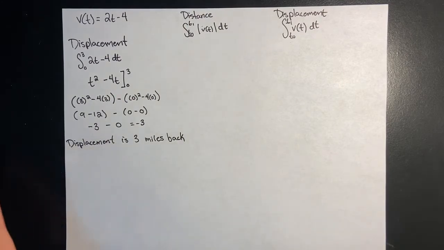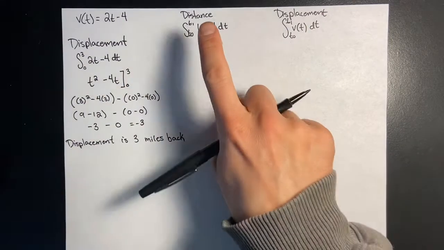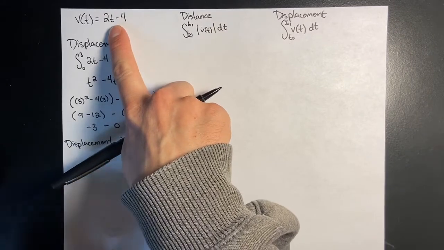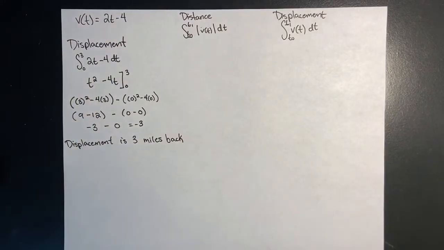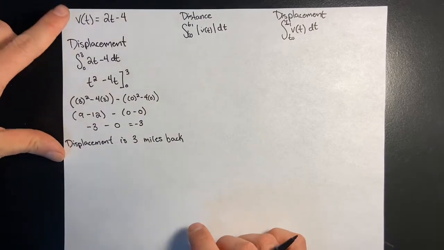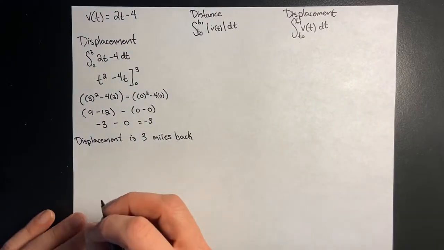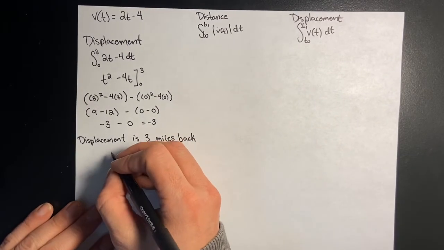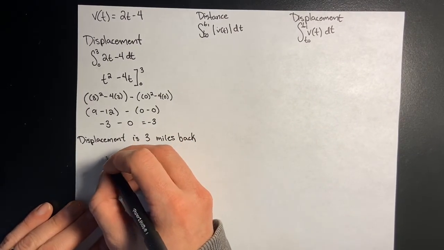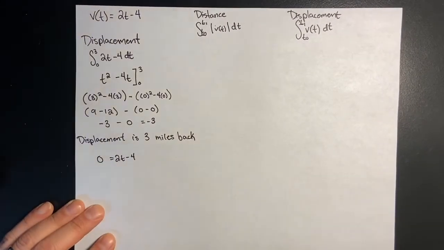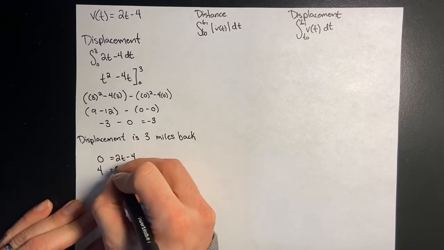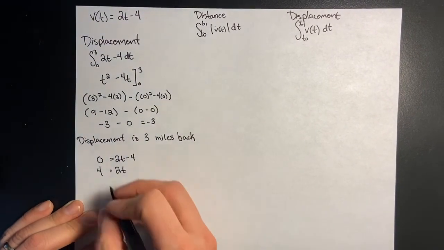Now, if I want to find the distance, that's the harder part. It's a 3-step process. I first have to find out where that velocity function is positive using critical points. Which means I take my position function, take the derivative of it, which is the velocity function, and set that equal to 0. So step 1 is you take the velocity function and set that equal to 0. 0 equals 2t minus 4. Add 4. Divide by 2.